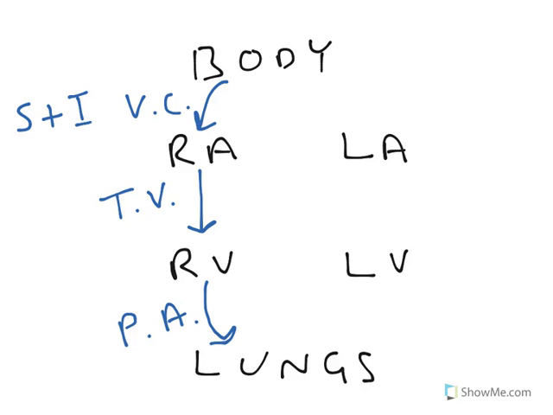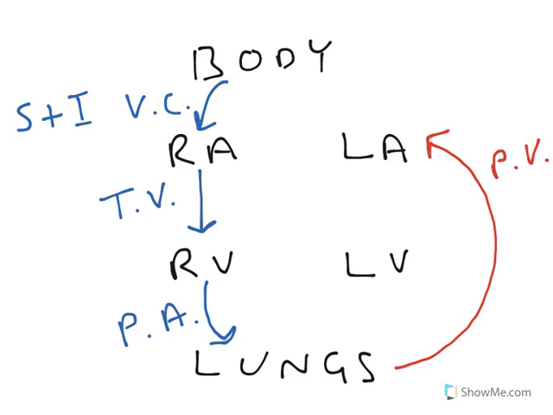So in the lungs we pick up oxygen, so the blood becomes oxygenated in the lungs, and from the lungs the blood passes to the left atrium. And it passes to the left atrium through channels called the pulmonary veins. Once again, these veins are carrying oxygenated blood back to the heart.